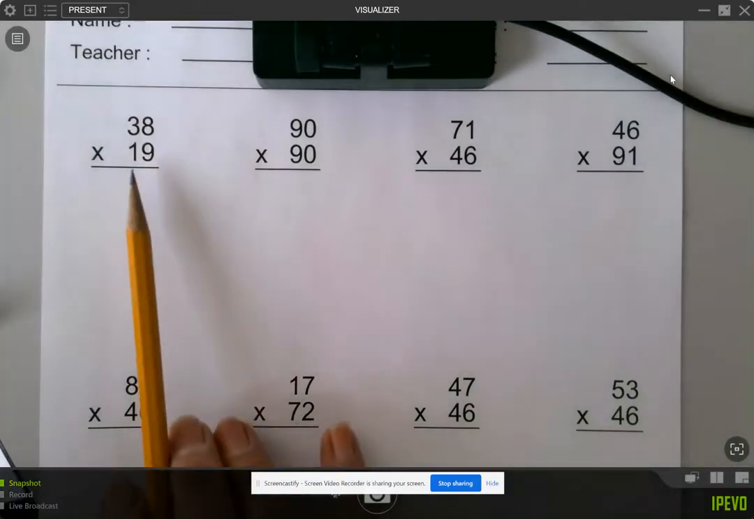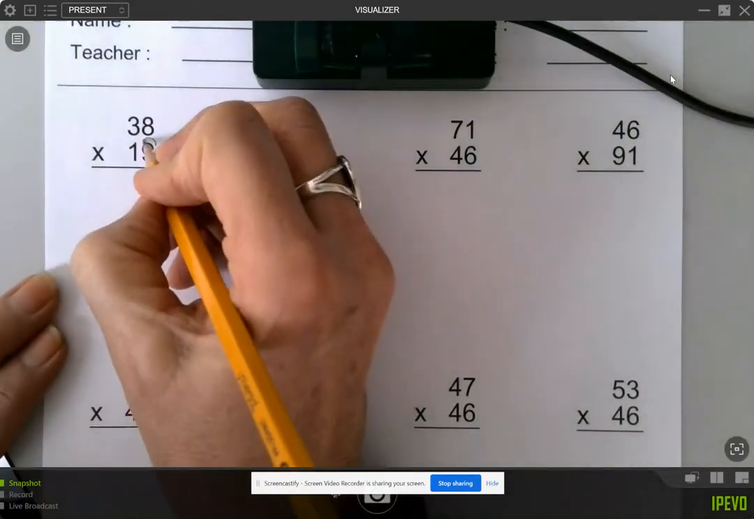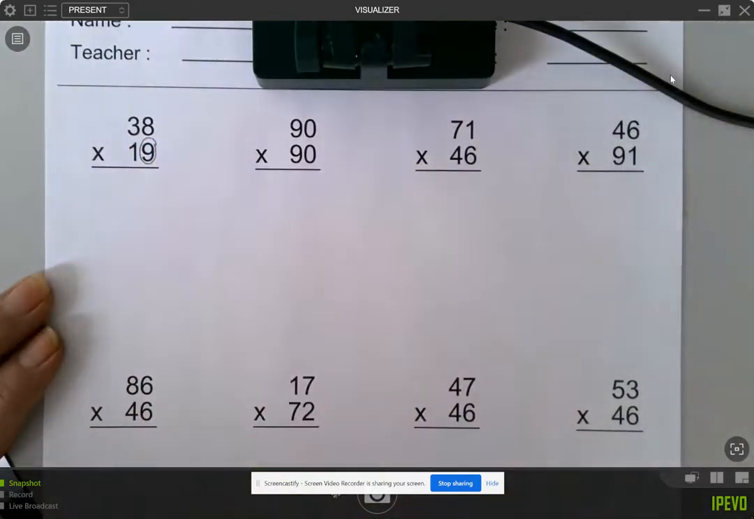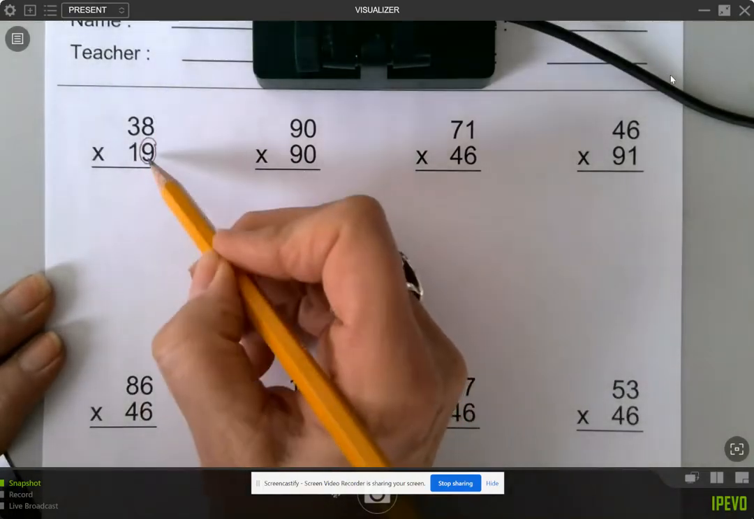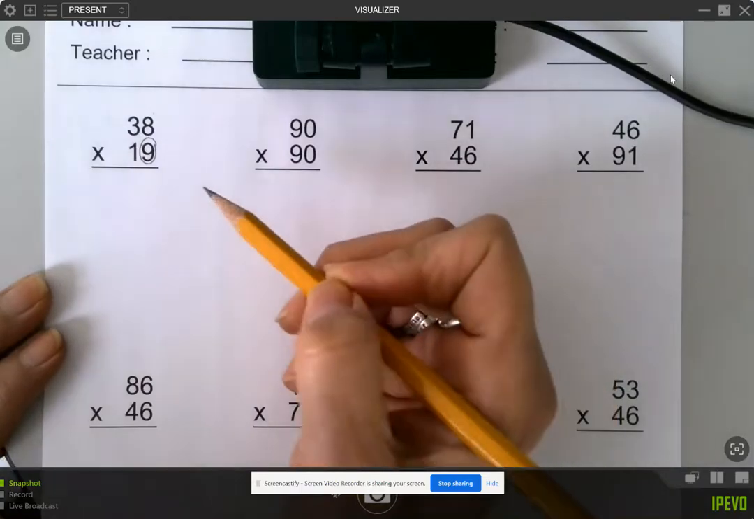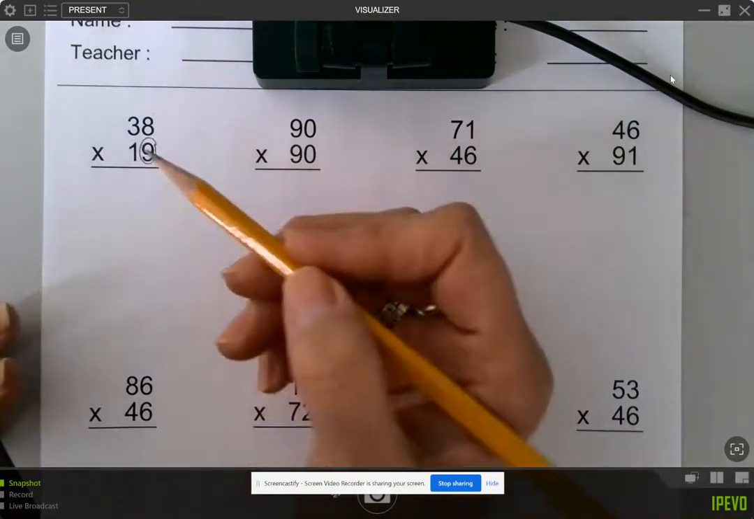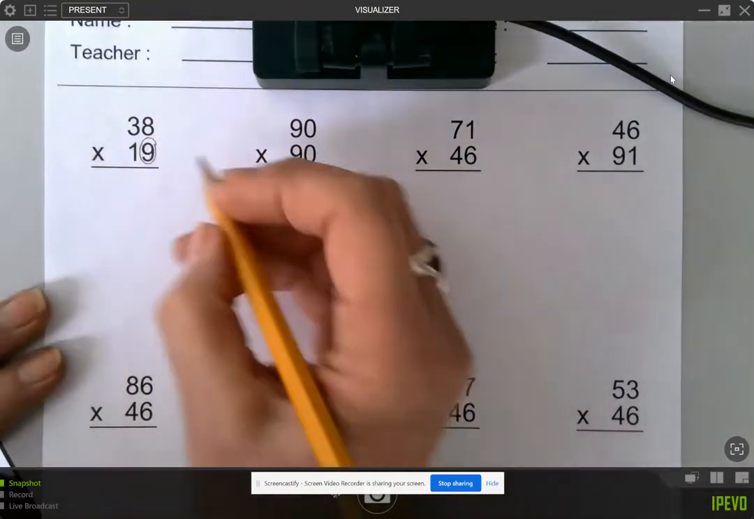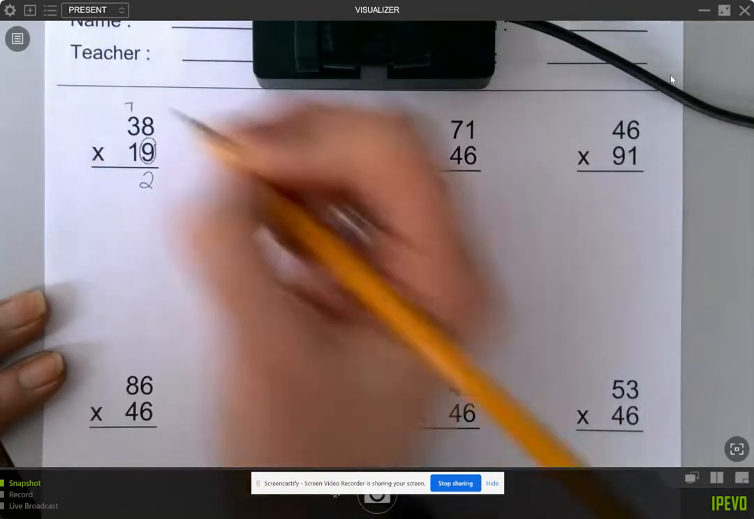So I'm looking at the first problem, 38 times 19. My first multiplier is that 9. I like to circle the one I'm working with. So I'm going to start with 9 times 8. I'm going to go across the ones, then the tens, and if there were more digits, I would just continue that same pattern. So 9 times 8, if you're using your multiplication chart, if you're not comfortable with your multiplication facts, you'll find that that is 72. So you put the 2 down here and you must carry the 7.